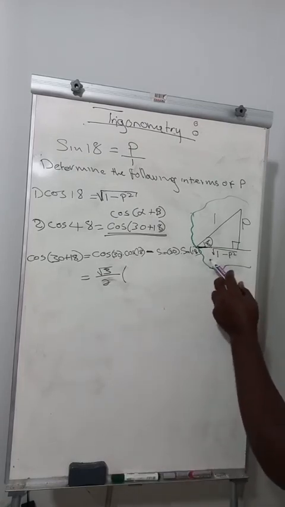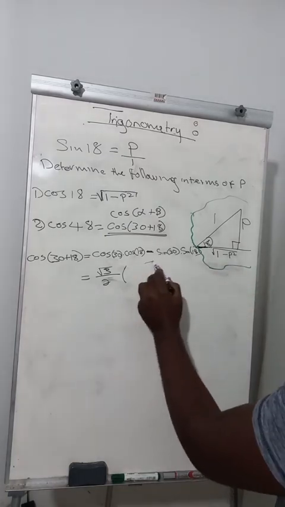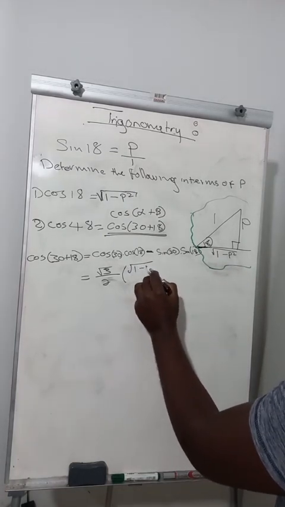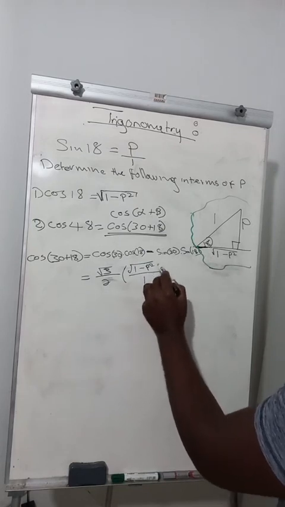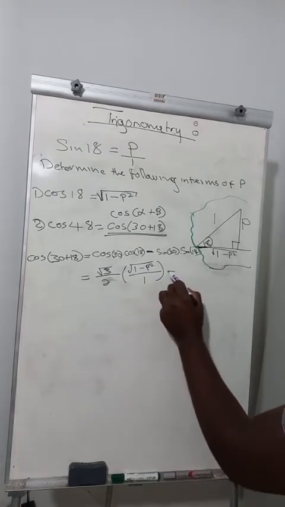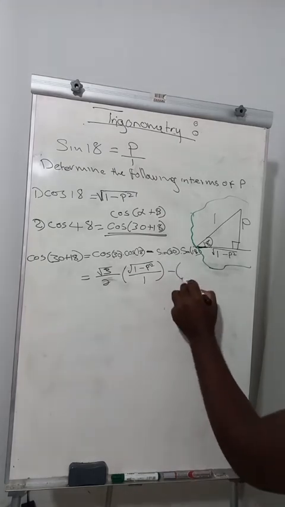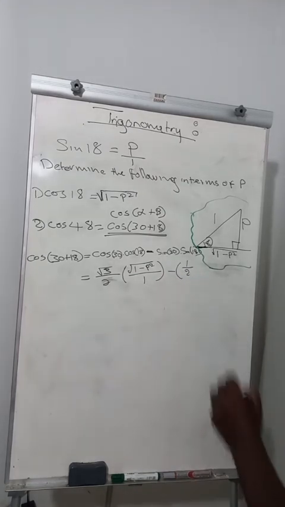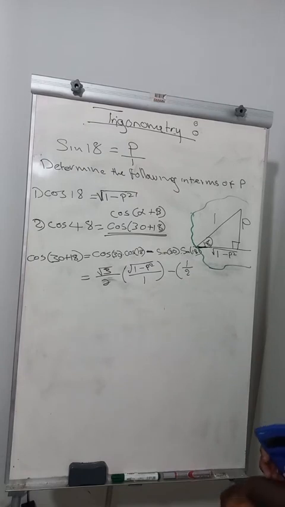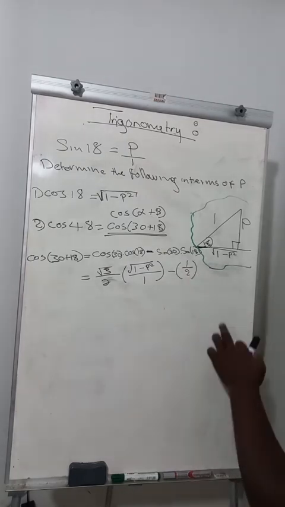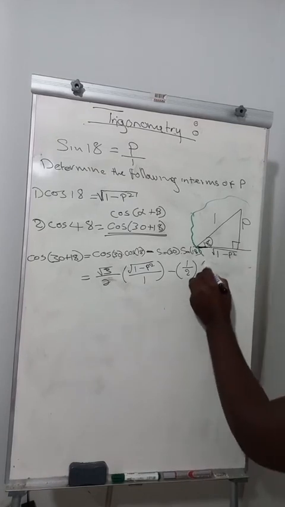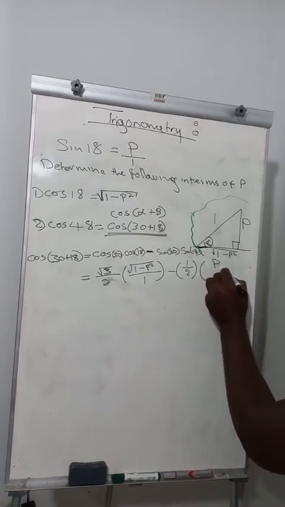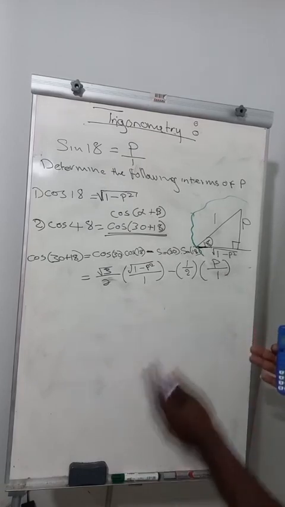You can see that cos 18 is the same as the square root of 1 minus p squared, all divided by 1, and then close bracket, and then minus sine 30, which is 1 over 2. And then what is sine 18? Based on the drawing here, sine 18 is the same as p over 1. So you can then multiply this.